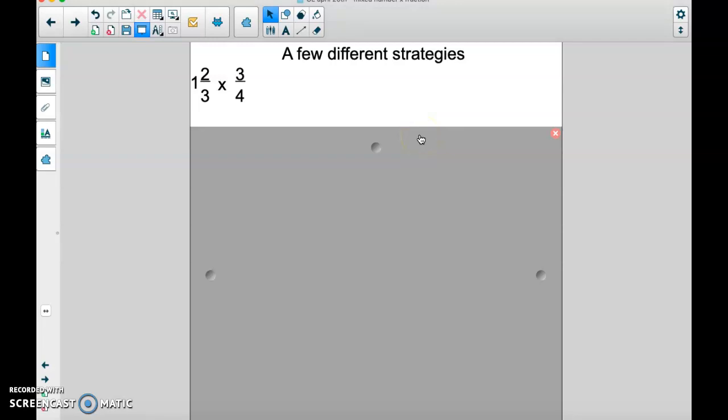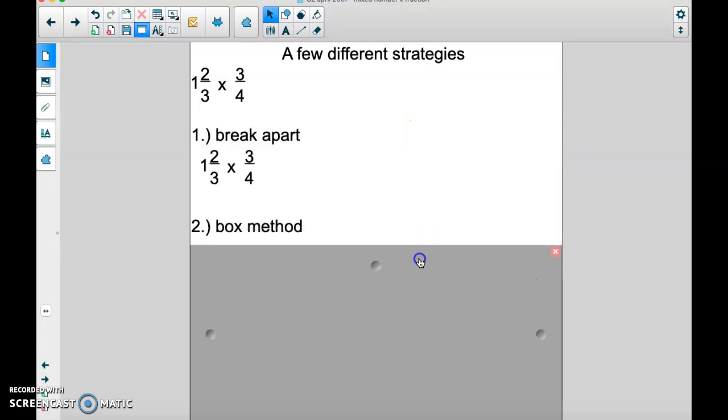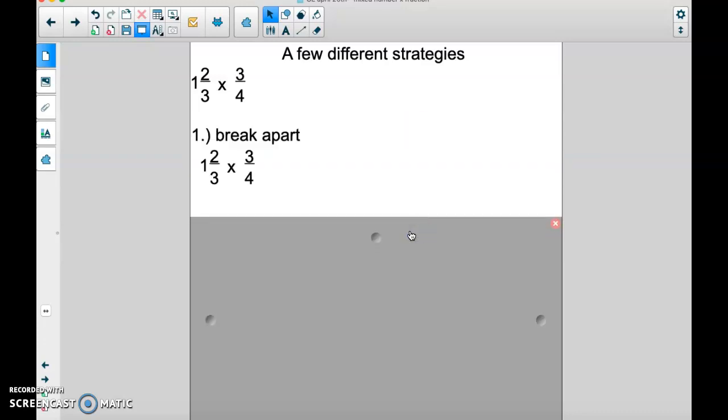So we're going to look at 3 different strategies here. And what I would like you to do is obviously check your work with the strategy that you did if it's up here. But then also pay attention to the other strategies because you might find a strategy that you end up liking better. So the first strategy we're going to look at is breaking it apart.